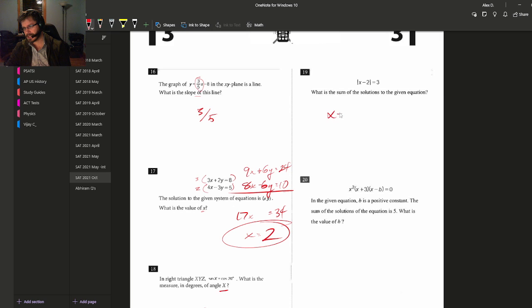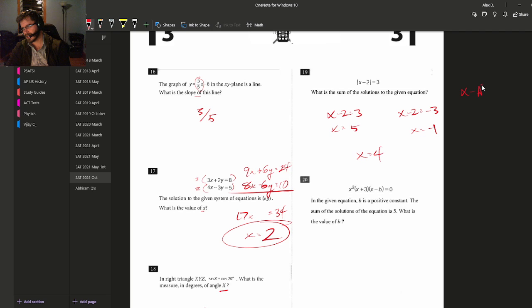So this is x minus 2 equals 3, x minus 2 equals negative 3, x equals 5, x equals negative 1. Sum of solutions is 4. I wonder if you could generalize that. This is a speed run, but let's go ahead.